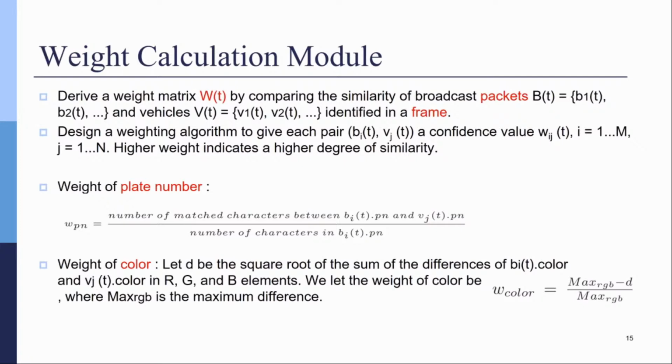The second is the color of the vehicle. Here we calculate the square root of the RGB color difference between vehicle BJ and packet BI. A smaller difference will get a higher weight.